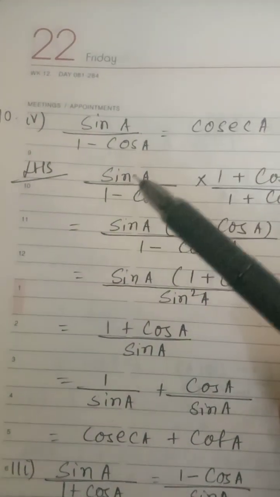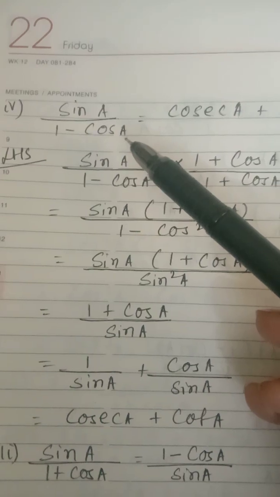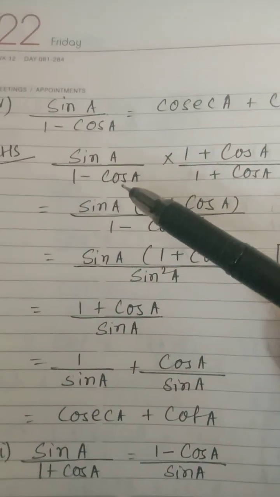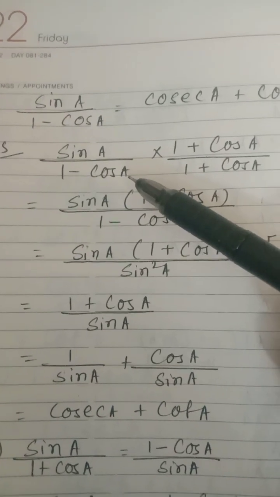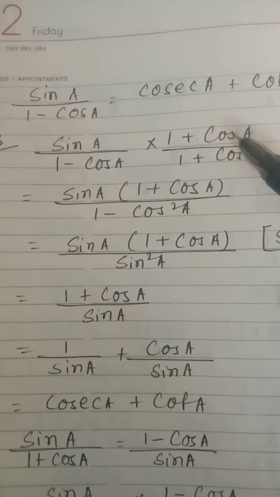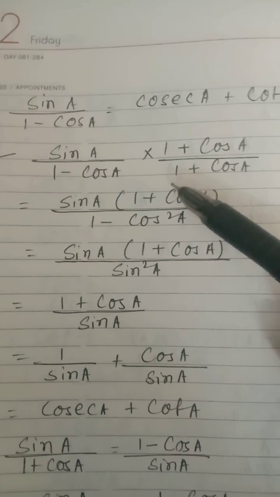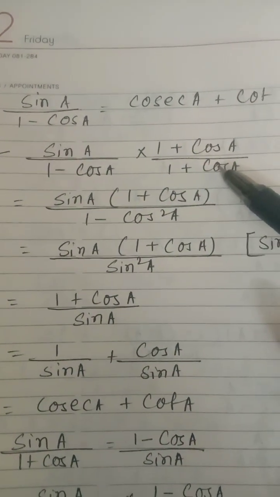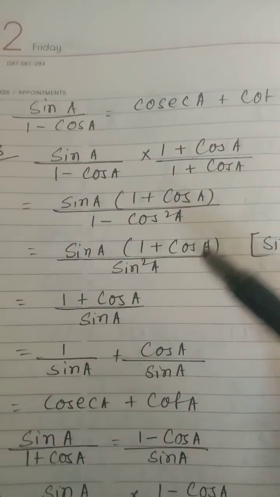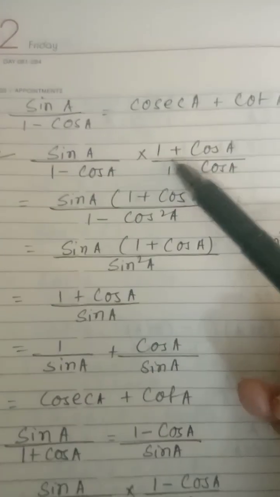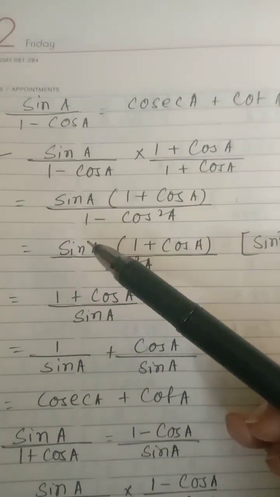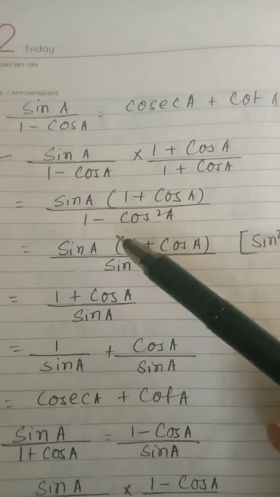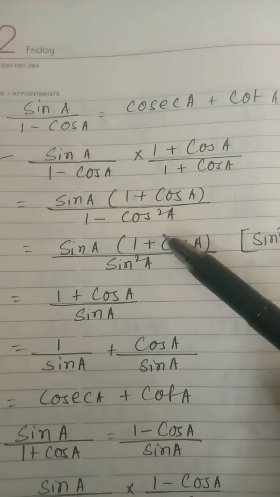Now question number 10 fourth is sin A by 1 minus cos A equals cosec A plus cot A. So sin A by 1 minus cos A. To get the answer, just multiply with the opposite sign. What is to be done? 1 plus cos A by 1 plus cos A. The benefit is sin A into 1 plus cos A by, this is again in the form of A minus B into A plus B. So it will become 1 minus cos square A.